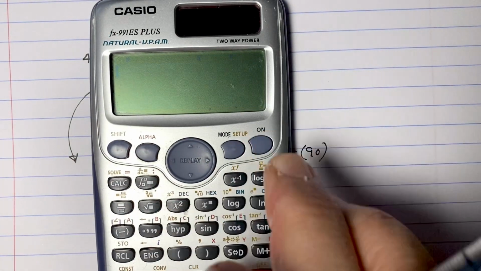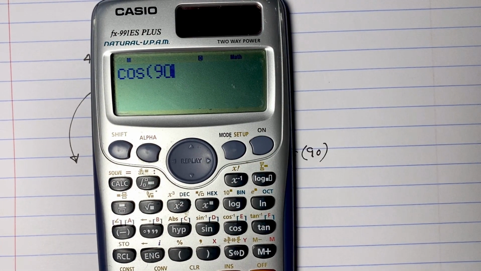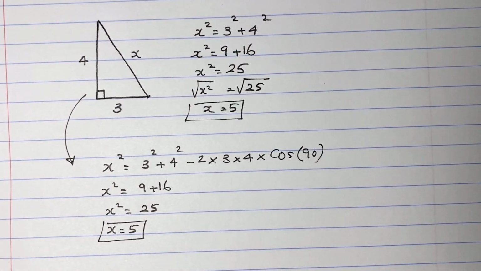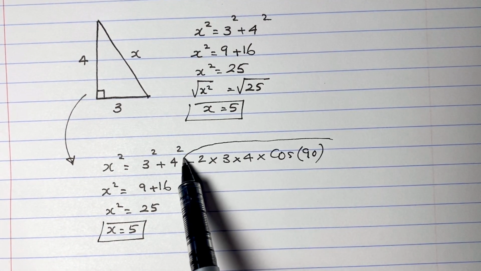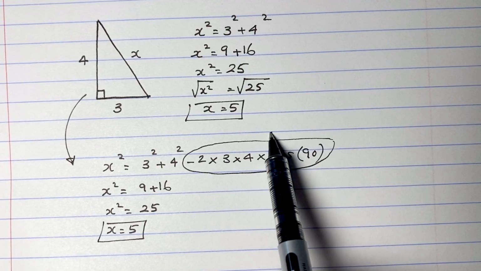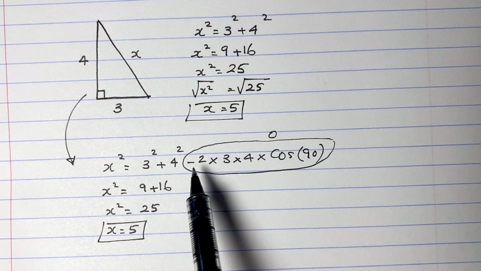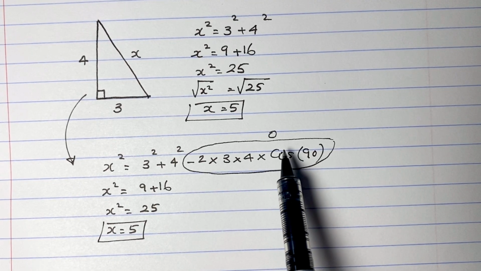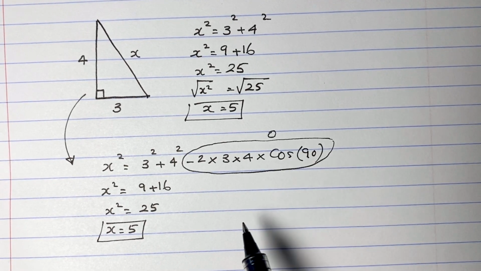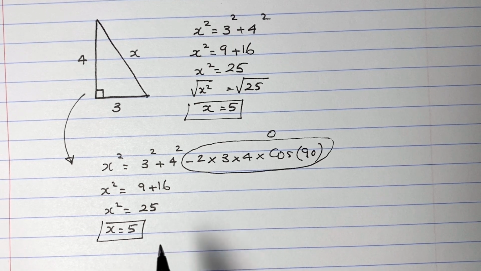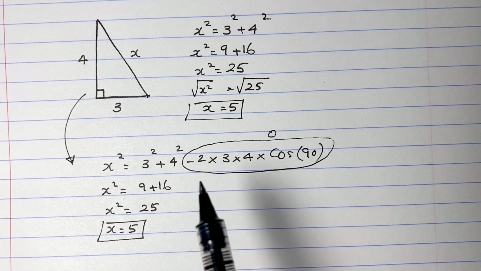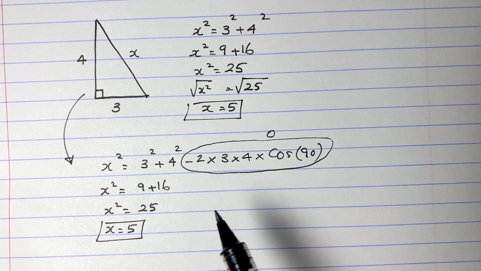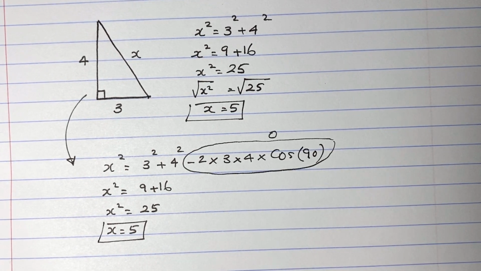See, cos of 90 degrees is 0. So it makes this term here all become 0. Because you're multiplying 2 times 3 times 4 times 0. Any number multiplied by 0 is 0. So this is how we find a length in a triangle when the other two sides are given and the angle between them is also given. So we use the cosine rule.